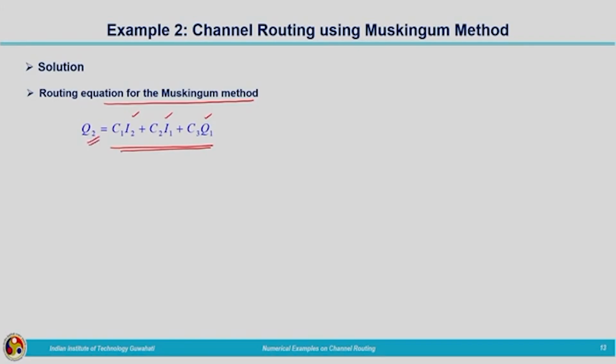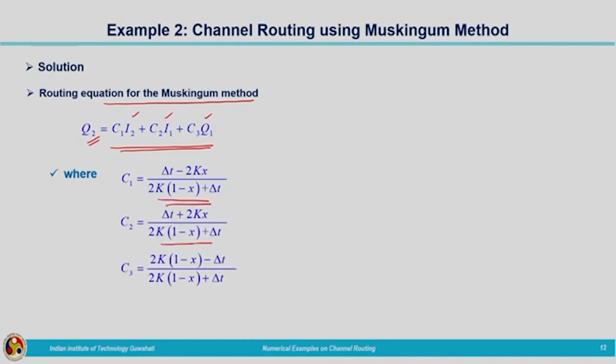For the next time step, we need to compute Q2, that is the Q value, the outflow value, based on the known value of Q1 and also I1 and I2. That we can do by making use of this Muskingum equation, but first we need to compute the values corresponding to C1, C2 and C3. C1 is given by this equation, C2, C3. These equations we have already discussed in the previous lecture.